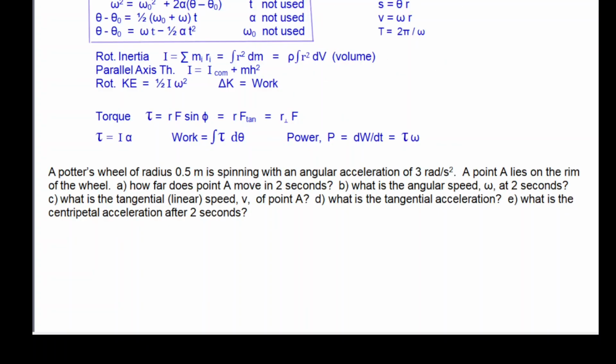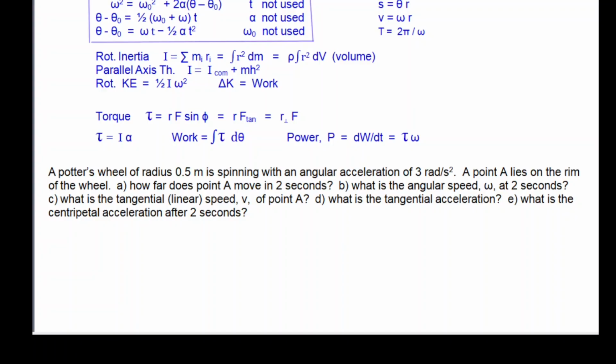Time for some problems. A potter's wheel of radius 0.5 meters is spinning with an angular acceleration of 3 rads per second squared. A point A lies on the rim of the wheel. How far does point A move in 2 seconds? What is the angular speed, omega, at 2 seconds? What is the tangential or linear speed, v, of point A? What is the tangential acceleration? What is the centripetal acceleration after 2 seconds?